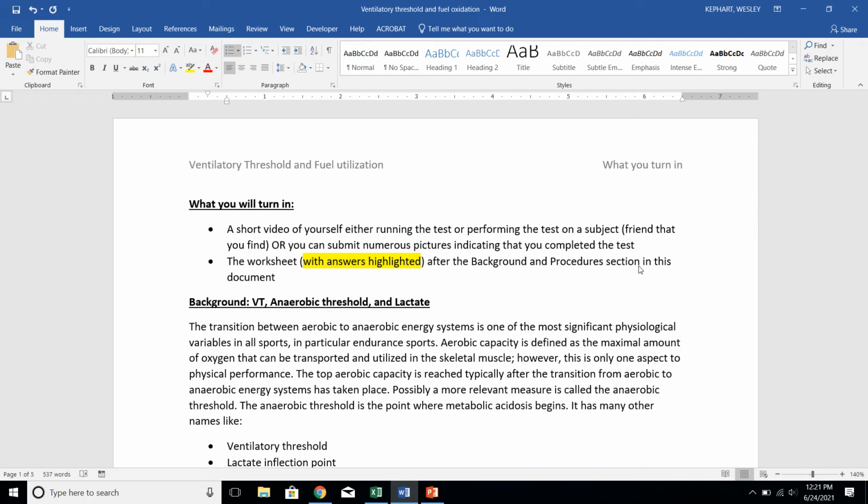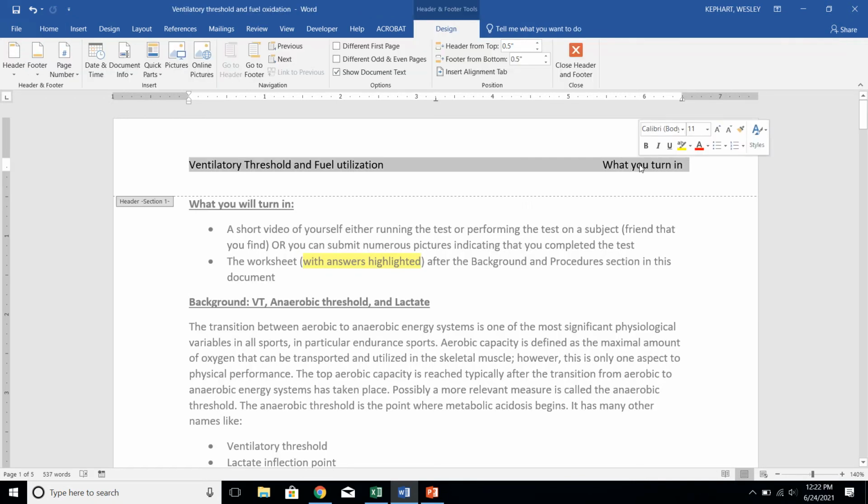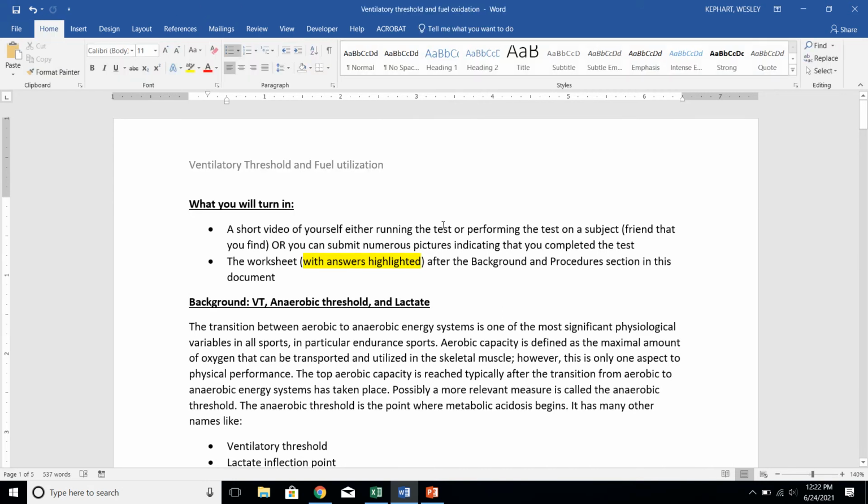This lab is our video explainer for the ventilatory threshold and fuel utilization lab. I think everyone knows the drill by now: include a short video or a bunch of pictures of you showcasing that you actually performed what I want you to perform, and then the worksheet at the back end. Turn in all of that type of stuff. Just prove to me that you actually did this lab.